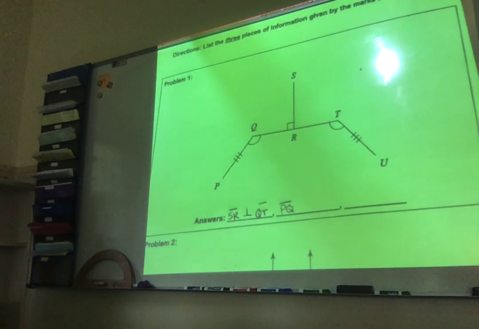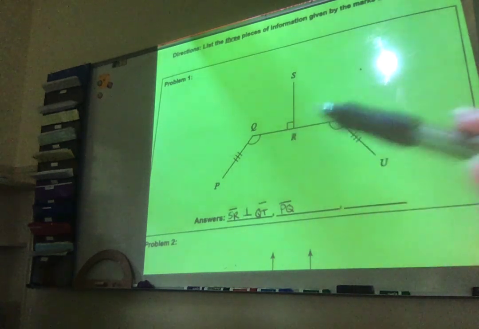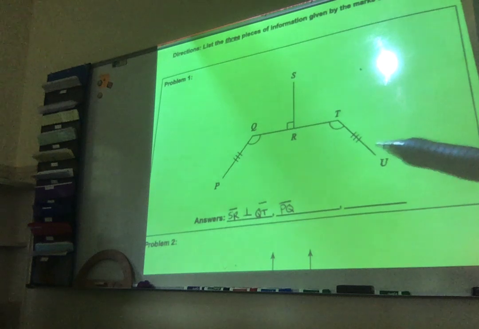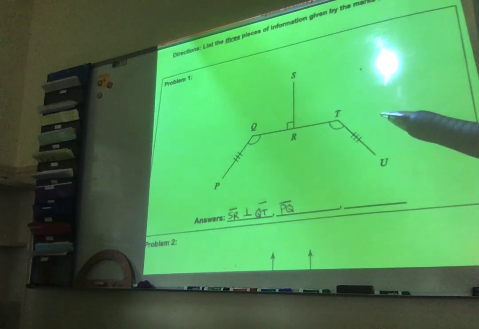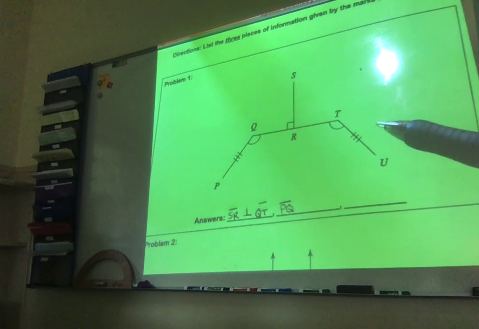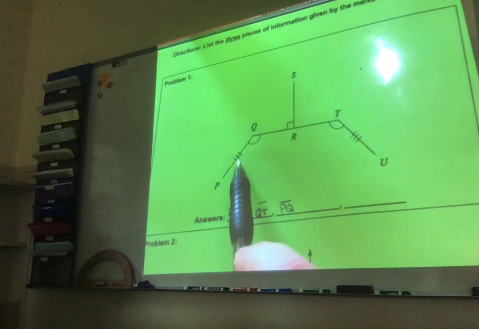Alright, what about PQ? It has those 3 line things. Do you know what that means? No, I don't know what that means. Okay, so on your yellow page, on problem number 1, there's a tick mark on each side of those congruent lines. Here's 3 tick marks, and here's 3 tick marks over here. They mean the same thing. Instead of using 1, though, they used 3.